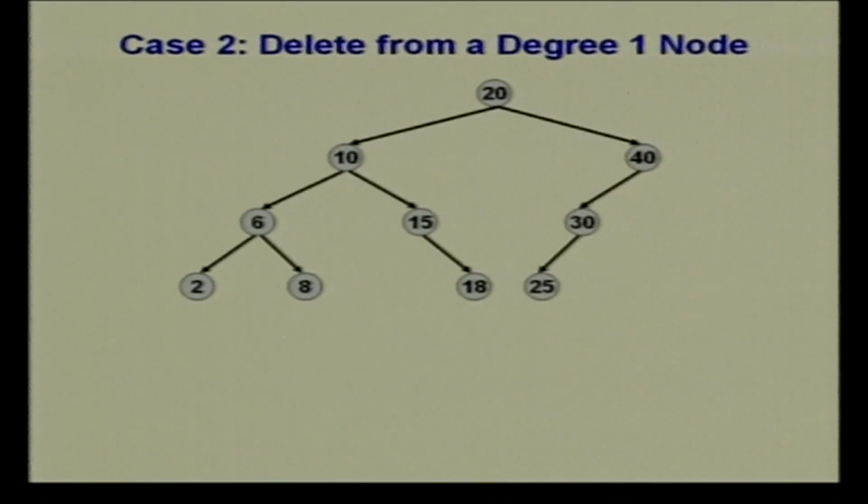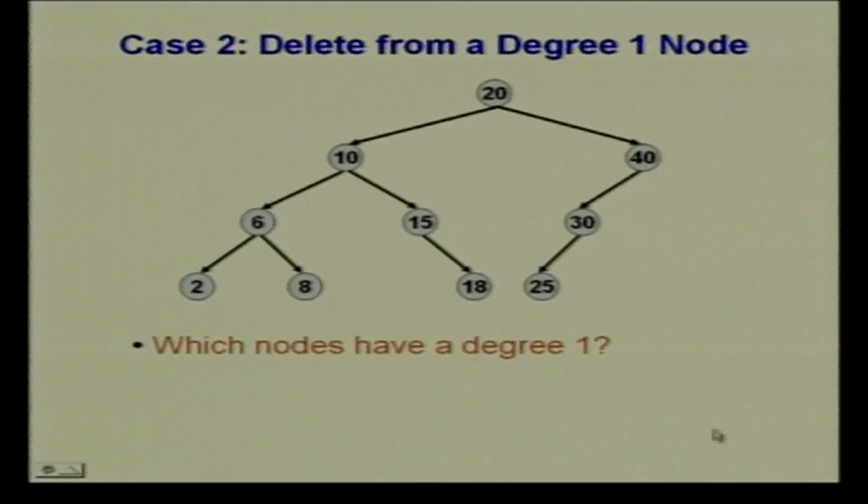Delete from a degree 1 node. Which nodes have degree 1 here? 30 has degree 1, 15 has degree 1, any other node? 40 has degree 1, 10 has degree 1. So, these are the nodes that have degree 1.